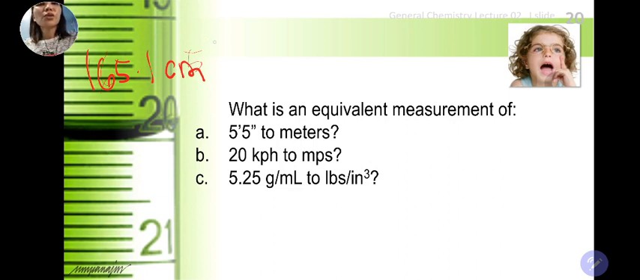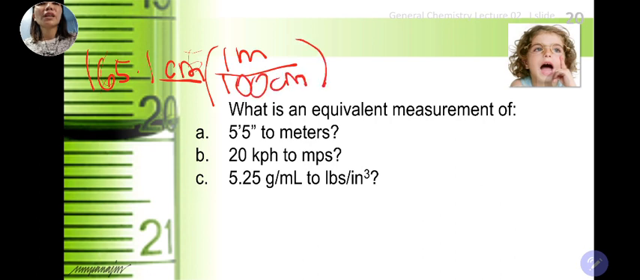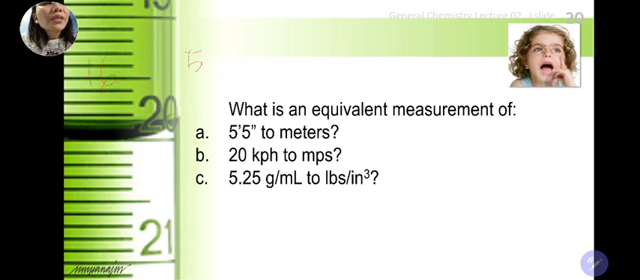Okay, to meters. So, conversion factor natin is 1 meter is equal to 100 centimeters. Okay? So, you have 165.1, divide nyo lang sa 100. That is 1.651 meters. So, your answer here is 1.651 meters. Let's check later kung tama.